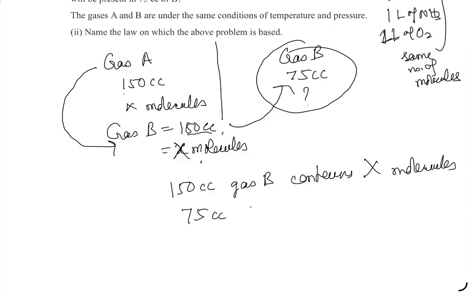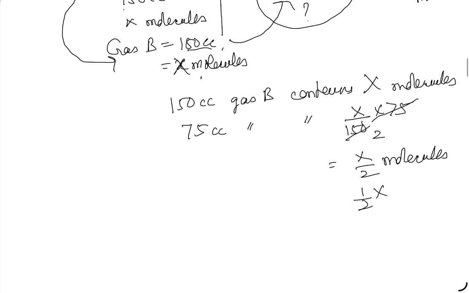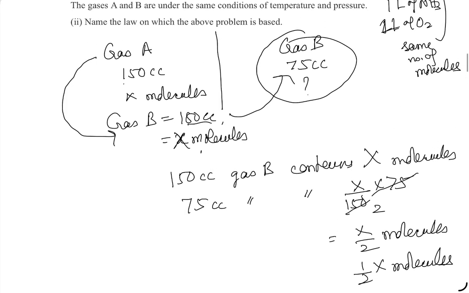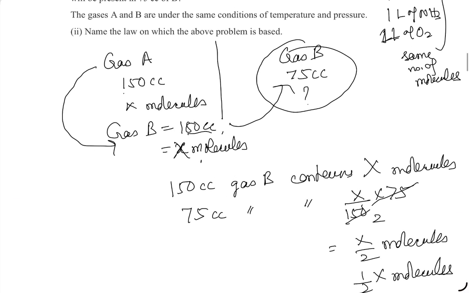So 75 cc of gas will contain what? X by 150 into 75. So X by 2 molecules, or 1 by 2 of X. Any way you can write, both will be accepted in the board paper to get the marks. This is again the same thing, we are just comparing the volume ratio, and that same ratio will be for the molecules. So if 150 cc to 75 is half, the molecules will also become half of that.